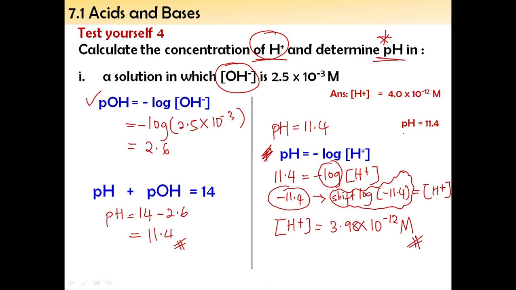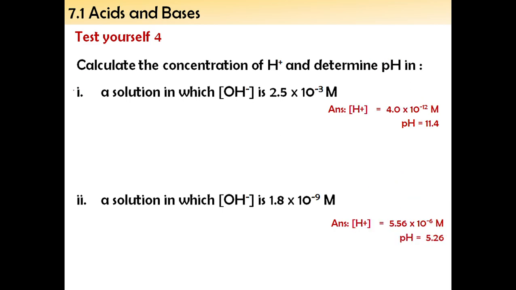Boleh faham? Okay, so ingat yang ni. Banyak tau kita akan guna. Nak hilangkan log ni, pindah negatif dulu, lepas tu shift log. So, settle for question 1. This one I dah tunjuk. I want you to try for question 2 and then upload your answer. It's actually benda yang sama, cuma kita tukar nilai OH minus je.